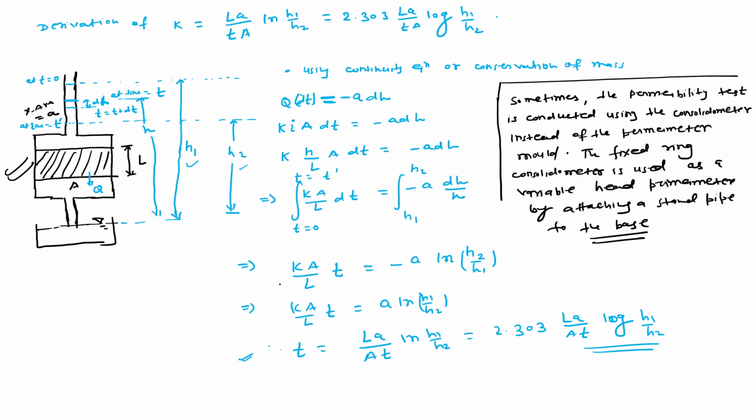So this is all about question number 2. Now question number 3. If the saturated density of a given soil is 2.1 ton per meter cube, so gamma sat is equal to 2.1 ton per meter cube, the total stress and the effective stress of the saturated soil stratum at a depth of 4 meter will be what?